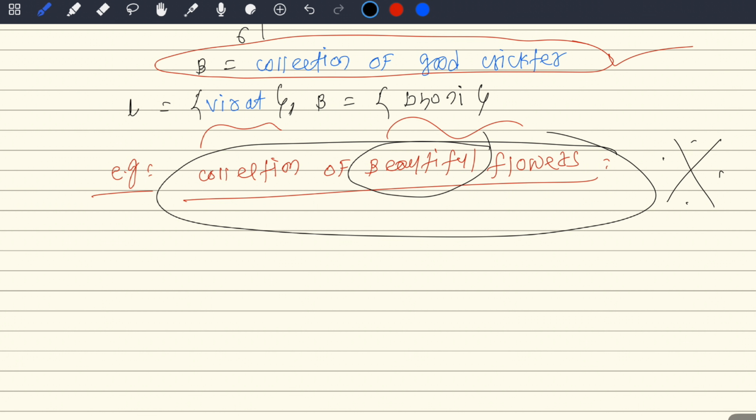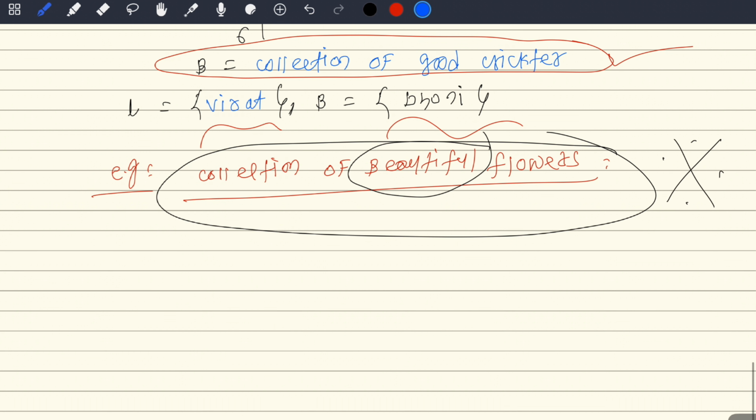It may be possible for someone beautiful means smell. Maybe someone beautiful means it's circular or any other shape. So beautiful is subjective, right? So it depends on the person. Due to that reason, this is not well defined. So if it is not well defined, that means it is not a set. I hope you understood what is the meaning of set.